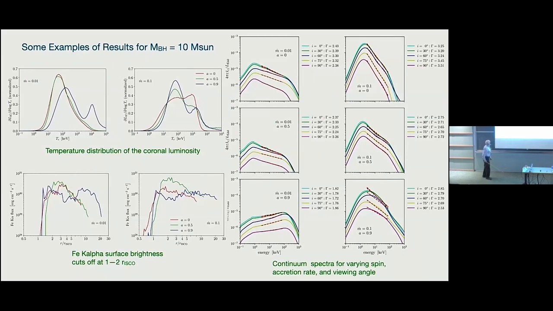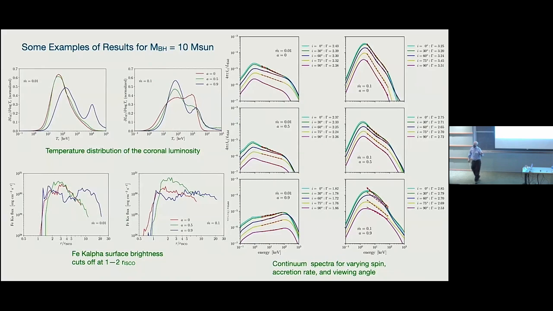And so what you can see is that, first of all, there's a considerable spread of temperatures in the corona. Not surprisingly, the corona is coolest where it's near the continuum photosphere, and then it gets hotter as you move away from it. The gas density drops, the density of seed photons to cool on also drops, but the heating rate is still strong because of all the magnetic events up at high altitude. So it's a very broad temperature distribution characteristically.